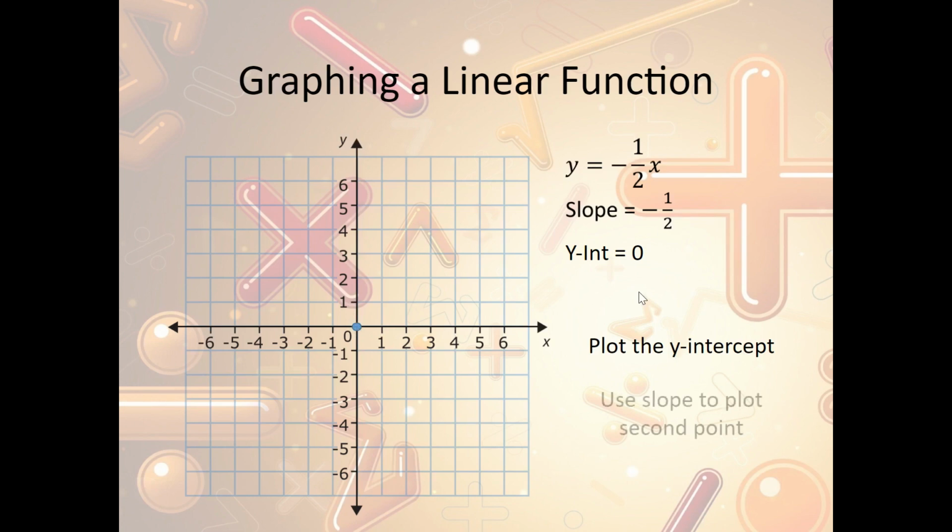The next step is I'm going to use the slope to plot my second point. Remember, this is change in y over change in x, or you might have heard it in the past as rise over run. We're going to talk about it as change in y over change in x. So my change in y is negative 1. So I go down 1.